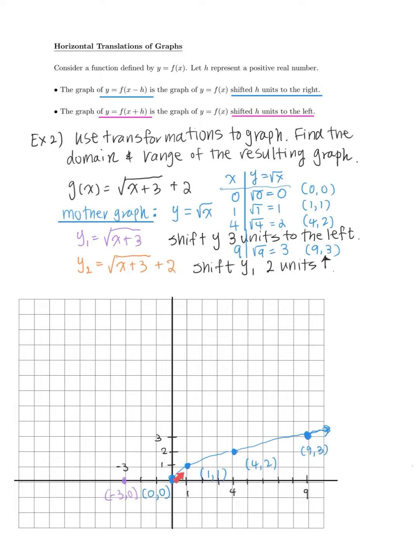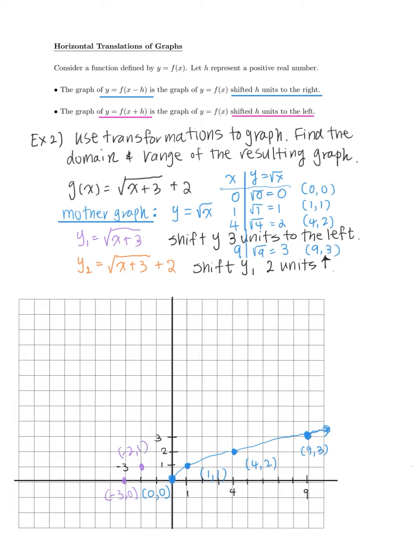Next, let's take 1, 1 and then shift this 3 units to the left. So what changes is the x values. So you take your 1 from the x values, you just basically subtract 3. So that will be what? Negative 2. So we're going to be plotting negative 2, 1. So negative 2, 1 should be here. So this is negative 2, 1.